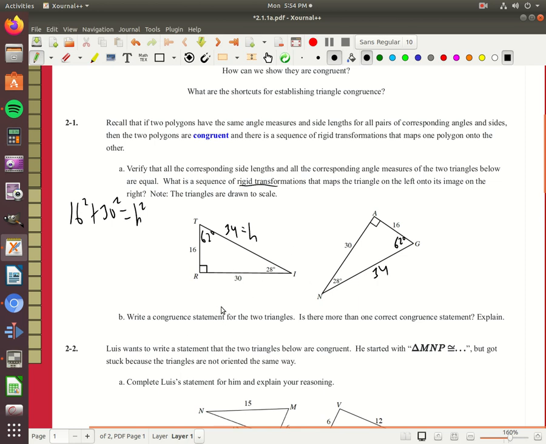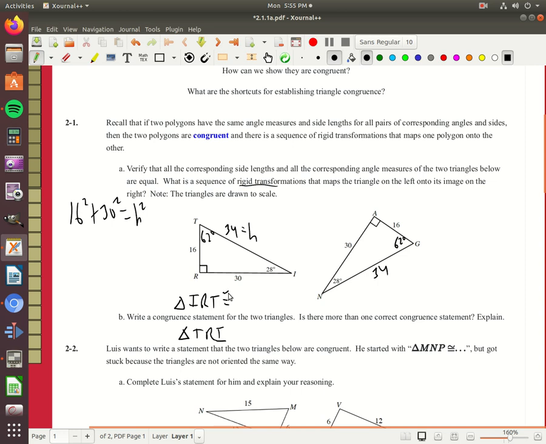So it says write a triangle congruence statement for each of the triangles. Well, if you recall, there are a lot of different ways you can write a triangle congruence statement. The thing is, it doesn't really matter how you start, which is to say, if I say triangle TRI or if I say triangle IRT, it doesn't matter.